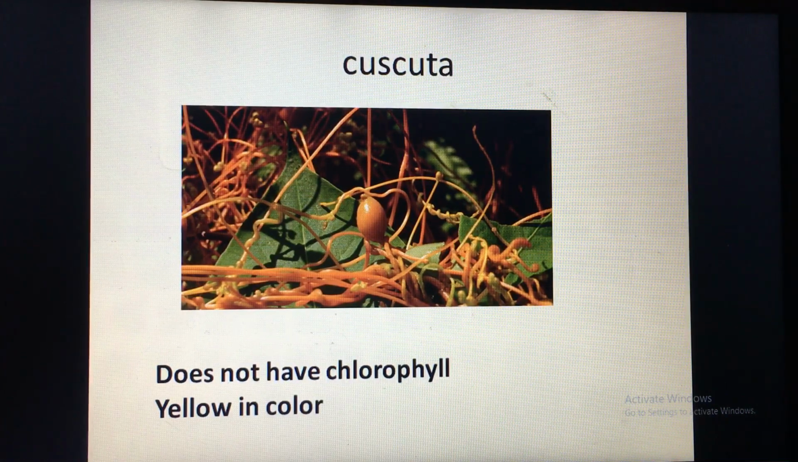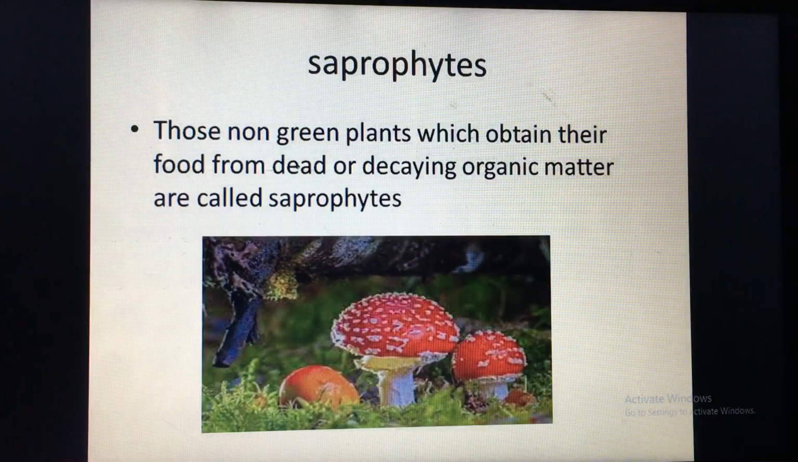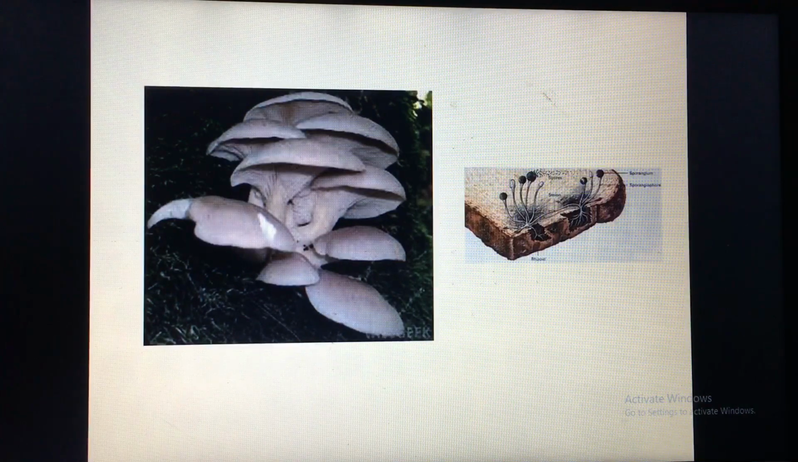The next one is saprophytes. Those non-green plants which obtain their food from dead or decaying organic matter are called saprophytes. Fungi such as mushroom, bread mold and yeast are all saprophytes.